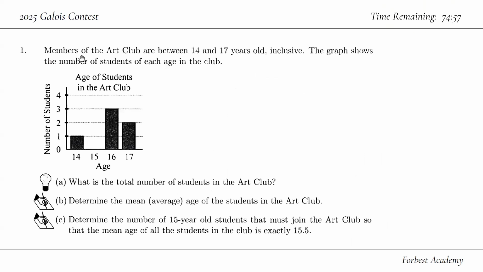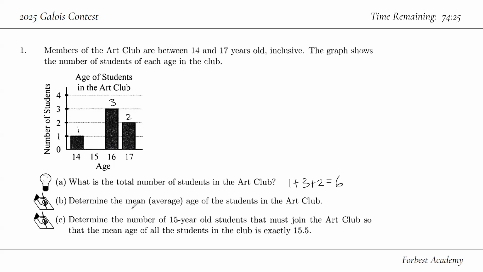Members of the art club are between 14 and 17 years old inclusive. The graph shows the number of students of each age in the club. Part A, what is the total number of students in the art club? This is simple, just counting from the histogram. We have one 14-year-old, three 16-year-olds, and two 17-year-olds for a total of six. We can say 1 plus 3 plus 2 equals 6.